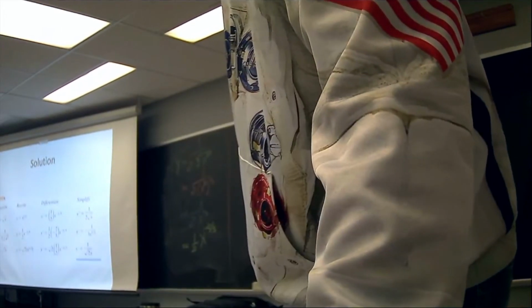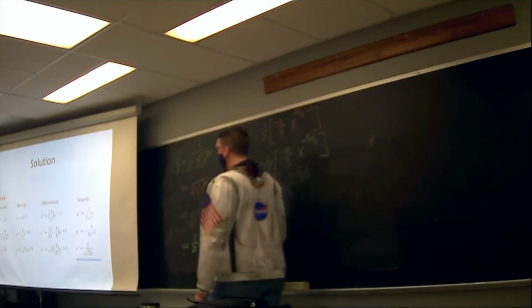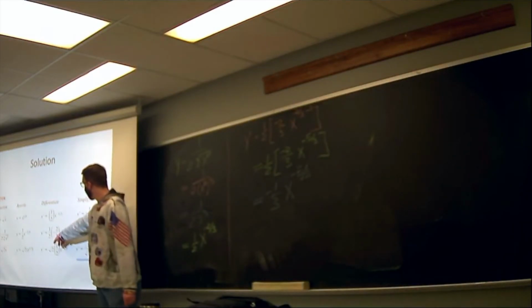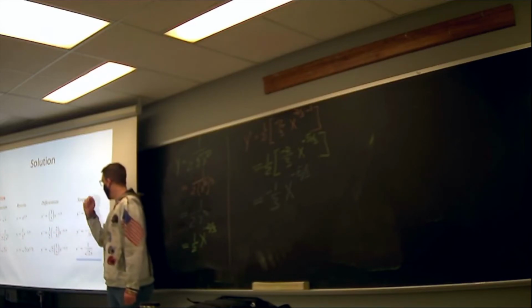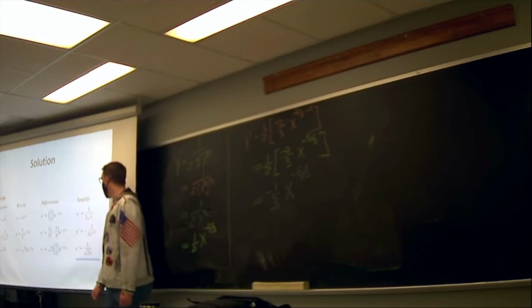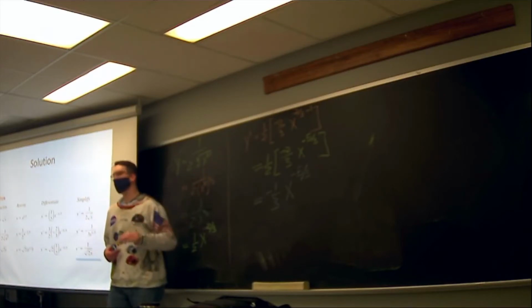So let's check it out. Half times negative 2/3 times x to the negative 5/3. Exactly what we've got for you.